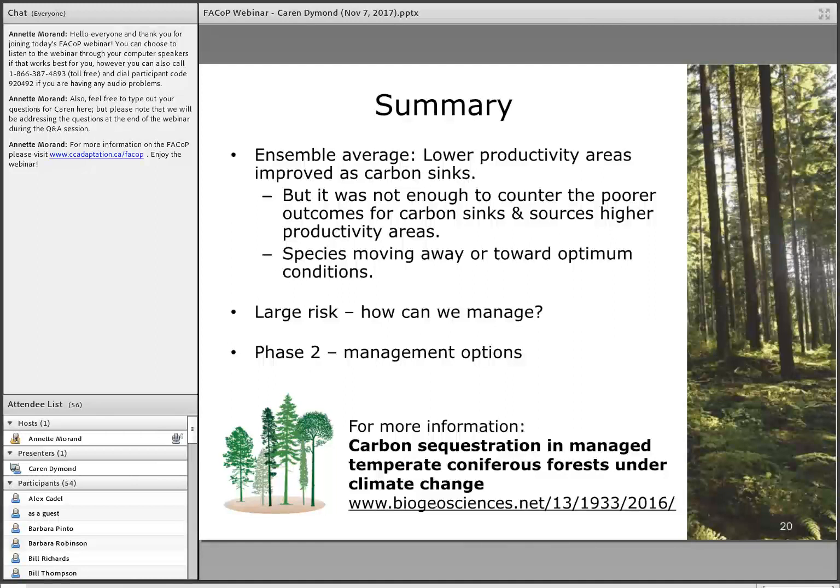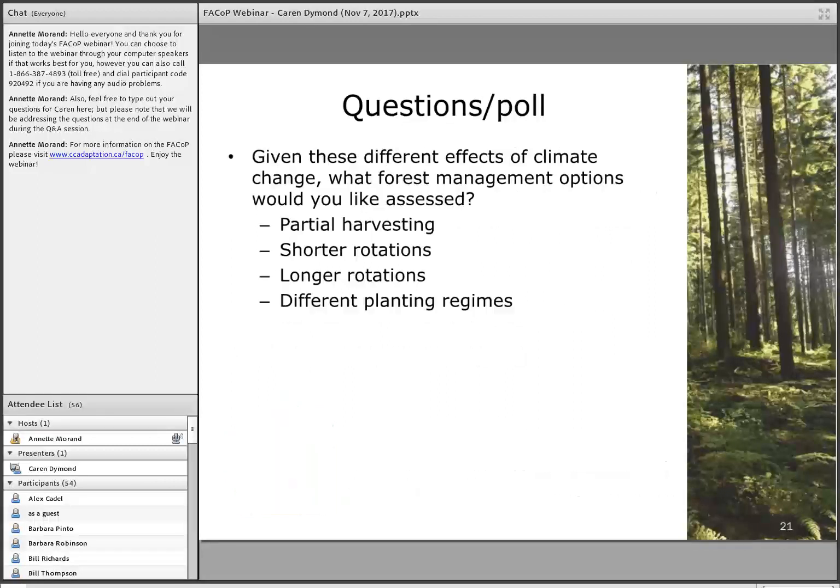Okay, so we have this large natural risk. How do we manage it? And that's the next phase, looking at management options. We published this paper in 2016, and it is open access.